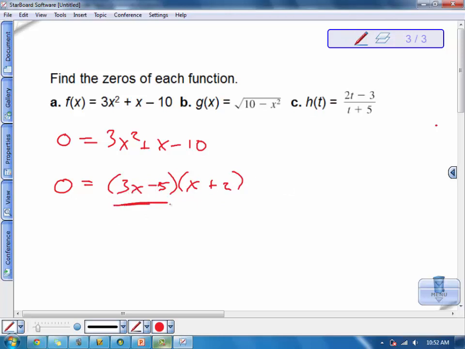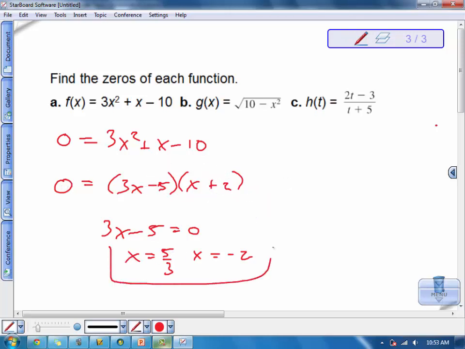So now I'm going to set each of these factors equal to 0. Okay? So you set 3x minus 5 equal to 0, and you add 5 to both sides and divide both sides by 3 to get 5/3. So x equals 5/3 is a zero, as well as x equals -2, because that's when this factor is 0, and 0 times anything is 0. So we just have to look at when the factors are 0. Here are my 2 solutions for the first one.